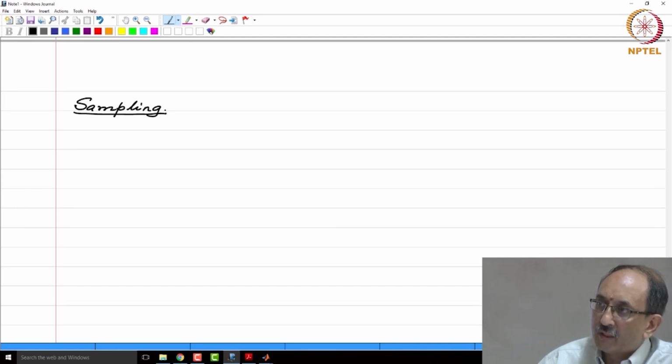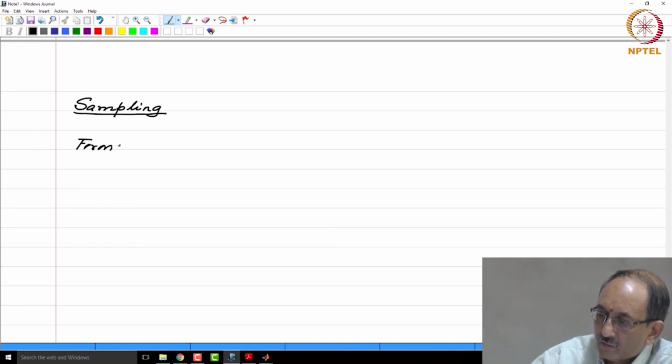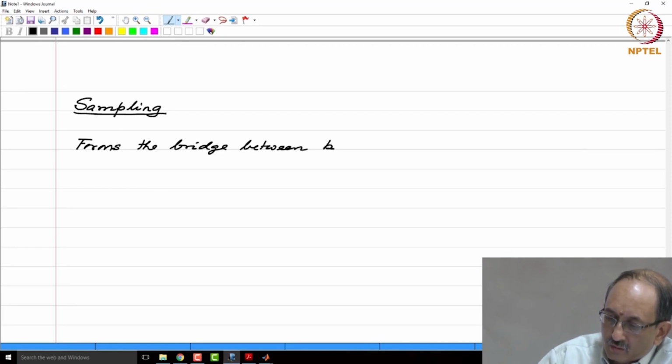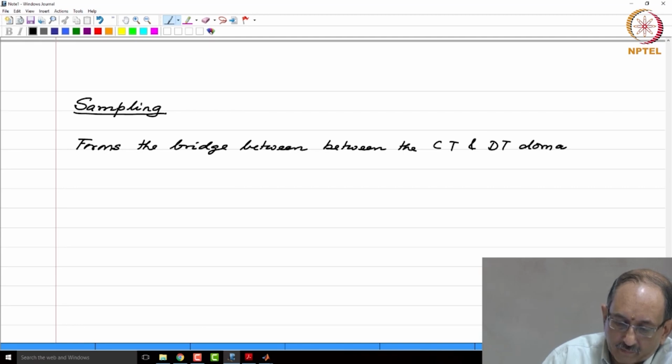So, this connection between the DTFT and the CTFT you would not have seen in the earlier course, you would have just stopped with the expression for the sampled signal. So, we will close the loop in a manner of speaking, showing the connection between these two transforms. So, this forms the bridge between the continuous time and the discrete time domains.